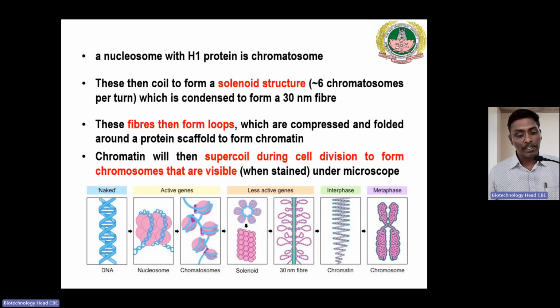chromatin. Chromatin will then supercoil during cell division to form a chromosome that is visible using different staining methods under the microscope. So the following pictures show how DNA goes to nucleosome, nucleosome to chromatosome, then solenoid, 30 nanometer fibers, chromatin, and finally the chromosomes.